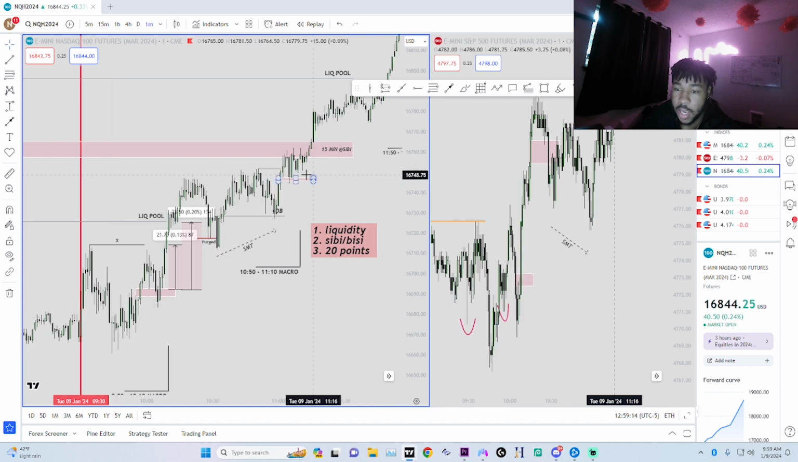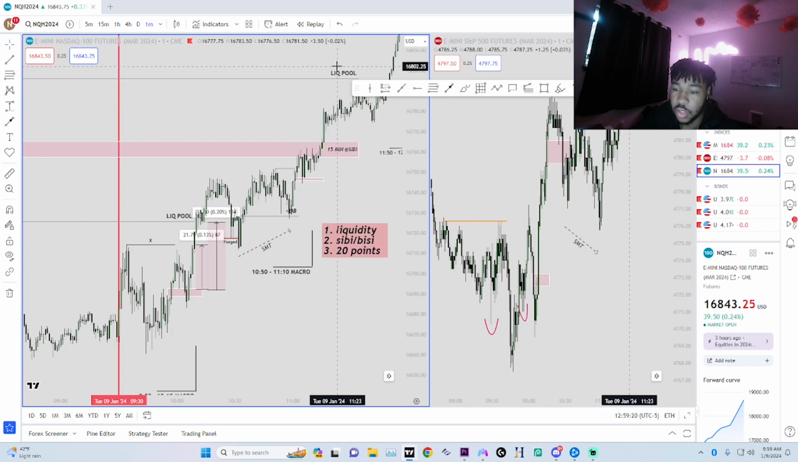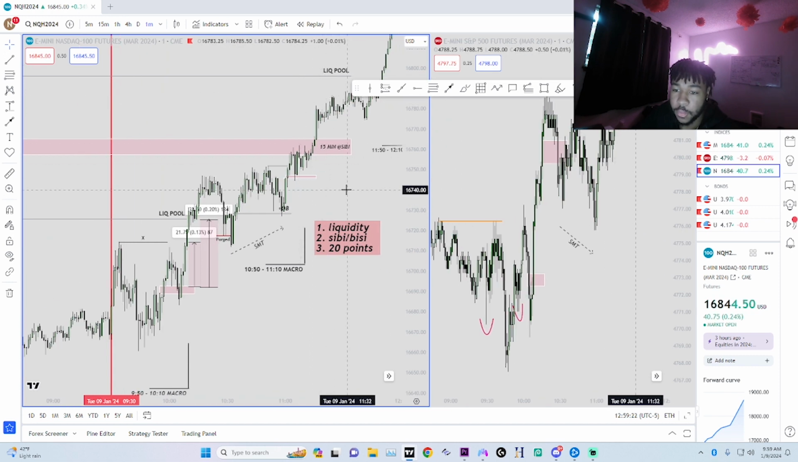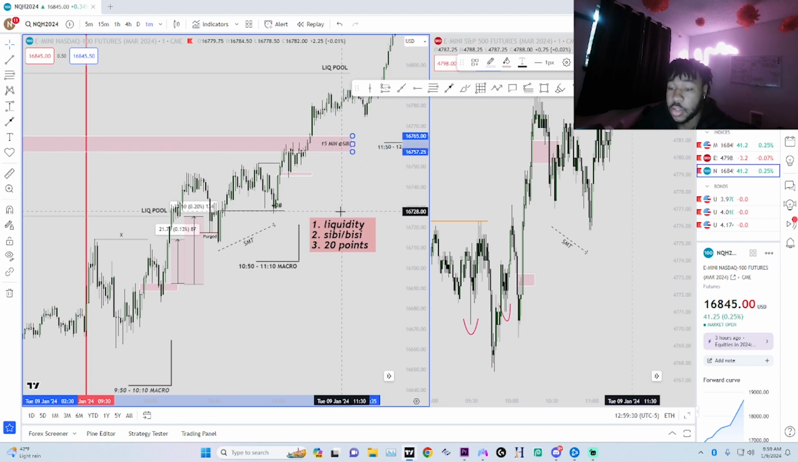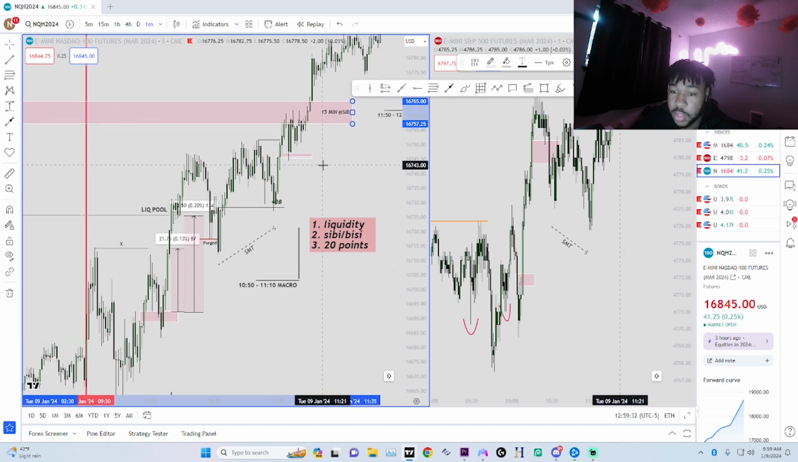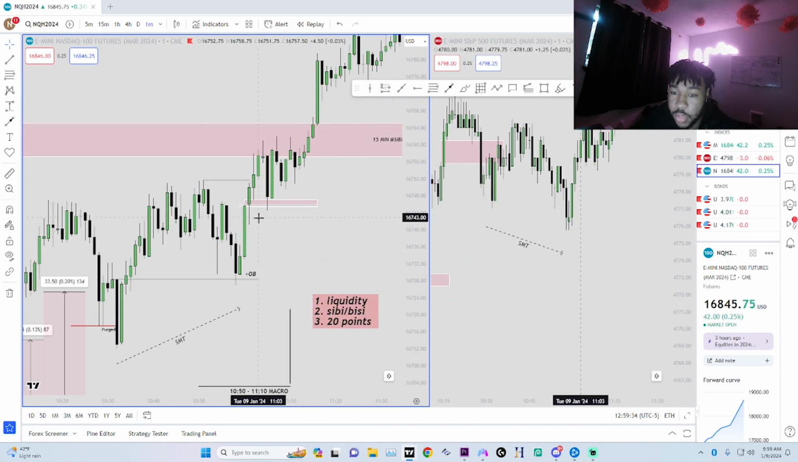We kind of hit it after we made the BISI, but we can still take it to the liquidity pool. One, do we have liquidity? I would classify that SIBI as a liquidity pool or something we can use as a draw. So yes, we have liquidity. Two, do we have a BISI? Yes, we have three PD arrays, which is a breaker or an order block, and also a volume imbalance, and also a BISI. So yes, number two.